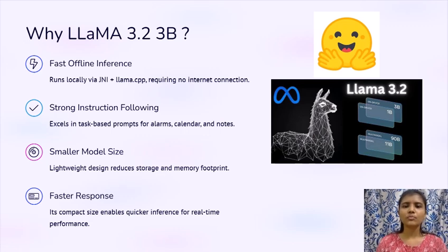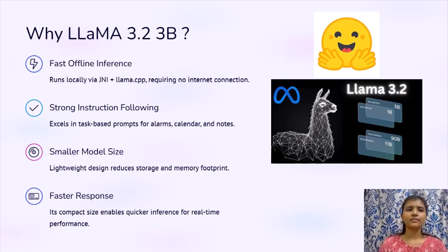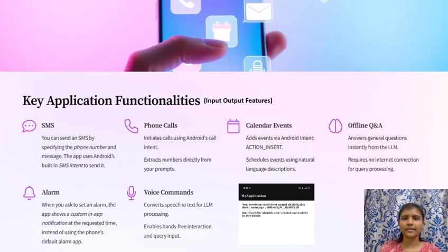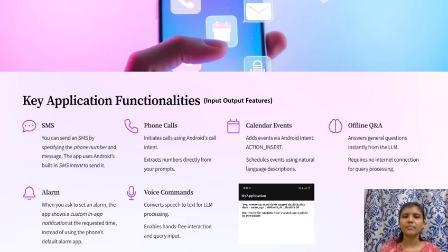A key strength of this model is that it understands and responds accurately to task-based prompts like setting alarms or scheduling calendar events. Its smaller model size makes it lightweight, which helps reduce storage requirements and keeps memory usage within the limits of most smartphones. Overall, Llama 3.2 3B fits perfectly into our goal of building an efficient, fully offline, intelligent assistant for Android.